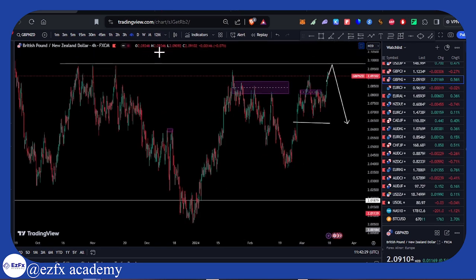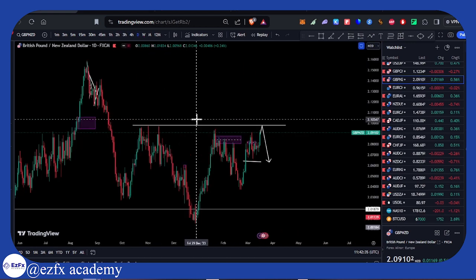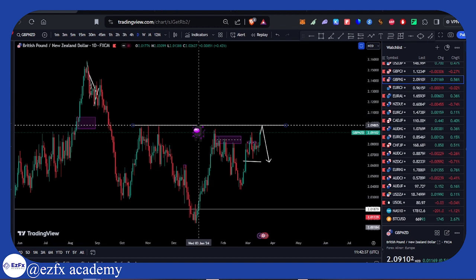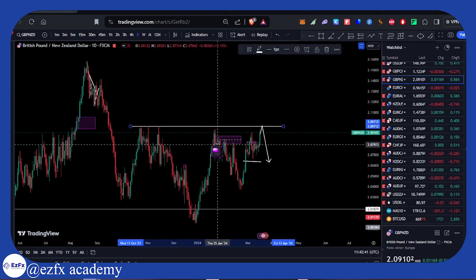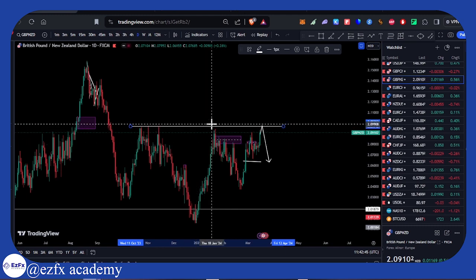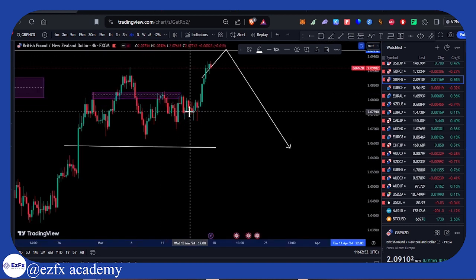First off, let's look at GBP/NZD. Currently, if you look at my chart, we've not seen price break above this resistance. Let's just say this is around 2.09712. We've not seen price break above that yet. I want to watch out for the possibility of us getting a rejection again from there.